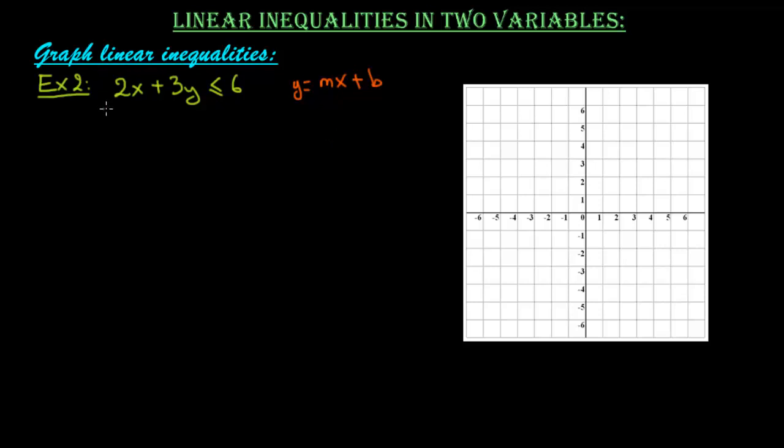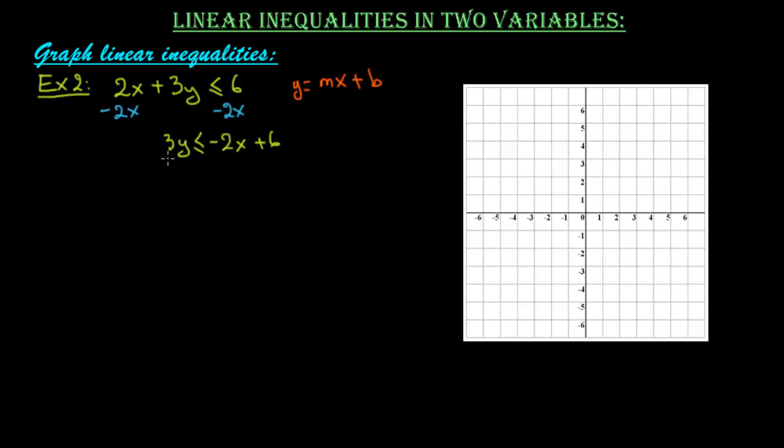What I'm going to do is isolate the y. So subtract 2x on both sides, and we have 3y less than or equal to. As we look at the form, we want x to stay close to y, and the constant should stay in the back. So instead of writing 6 minus 2x, I'm going to write negative 2x plus 6, to make it look like the slope-intercept form.